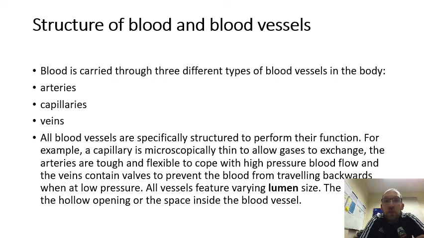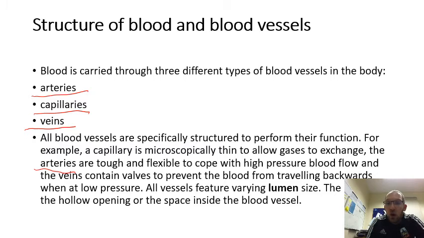Structure of blood and blood vessels. Blood is carried through three different types of vessels in the body: arteries, capillaries, and veins. All blood vessels are specifically structured to perform their function. For example, a capillary is microscopically thin and allows gas exchange, so they are 1 cell thick. The arteries are tough and flexible to cope with high pressure.